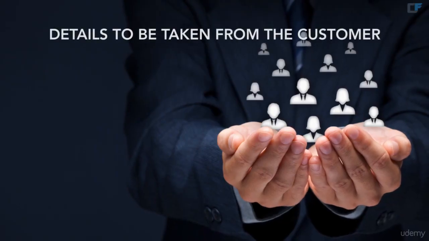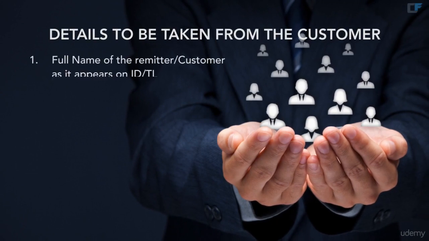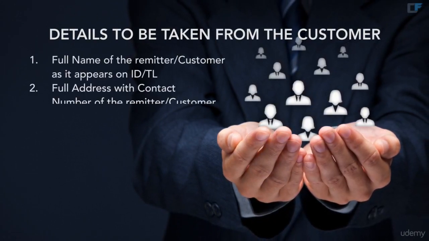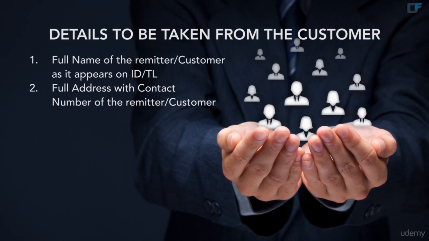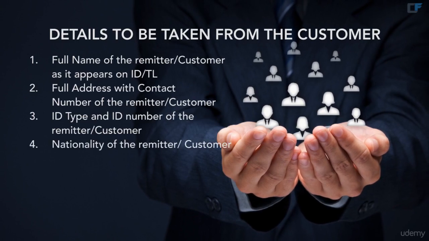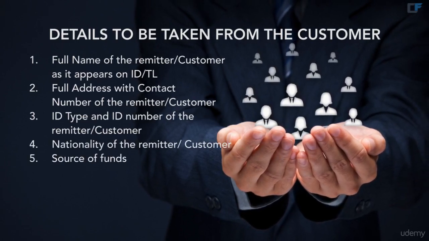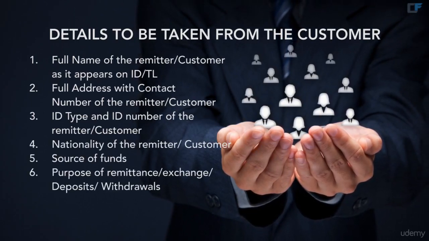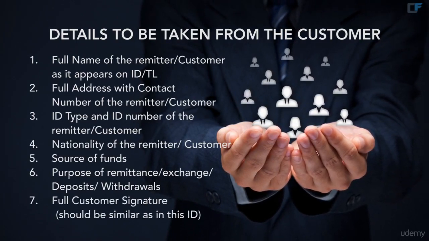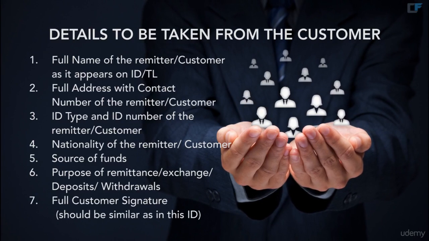Details to be taken from the customer. Full name of the remitter as it appears on the ID or trade license. Full address with contact number of the remitter. ID type and ID number of the remitter. Nationality of the remitter. Source of funds. Purpose of remittance and/or exchange. Full customer signature. Should be similar as in this ID.